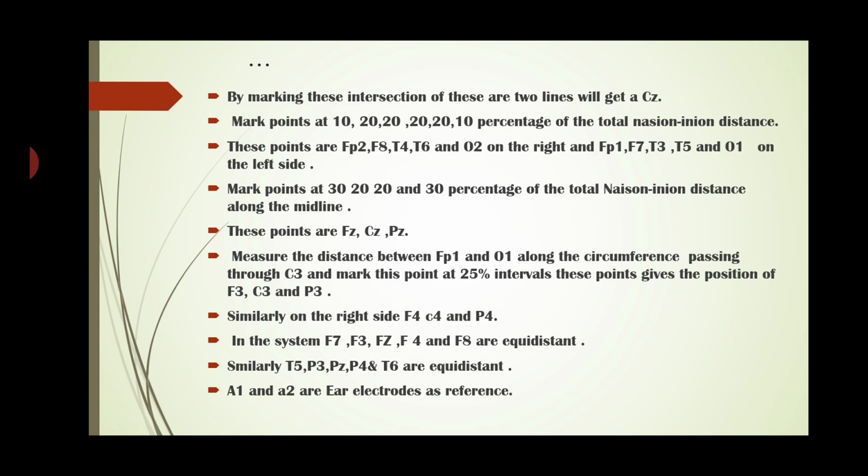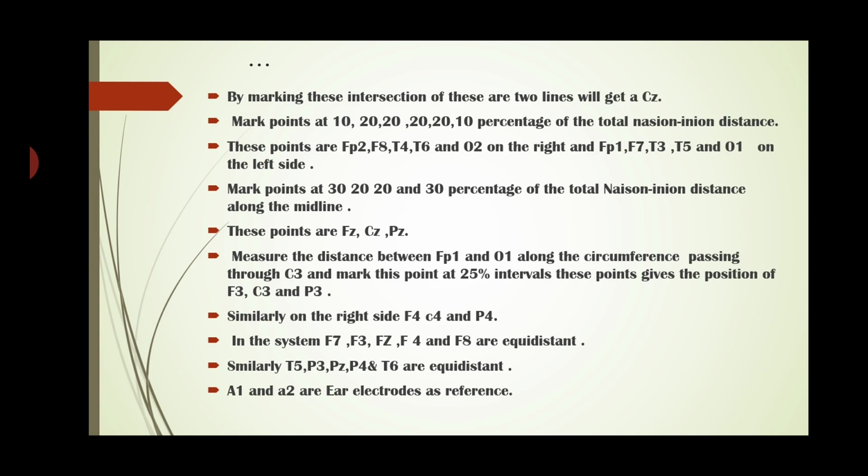Measure the distance between Fp1 and O1 along the circumference passing through C3 and mark points at 25% intervals. These points give the positions of F3, C3 and P3. Similarly, on the right side, we get F4, C4 and P4.